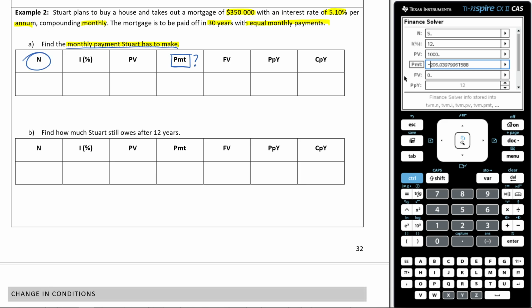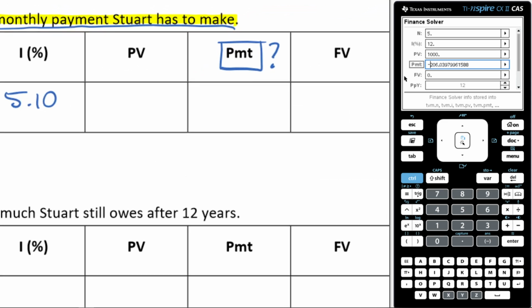Do we know what the N is? That's how many payments I'm going to make. Well, the mortgage has to be paid off in 30 years and he's making monthly repayments. So I'm going to say it's 30 years times 12, because there's 12 months in a year. So 30 times 12 represents how many payments he's going to make. 30 is the number of years and 12 is the compounding period. My interest rate is 5.10. My present value is 350,000.